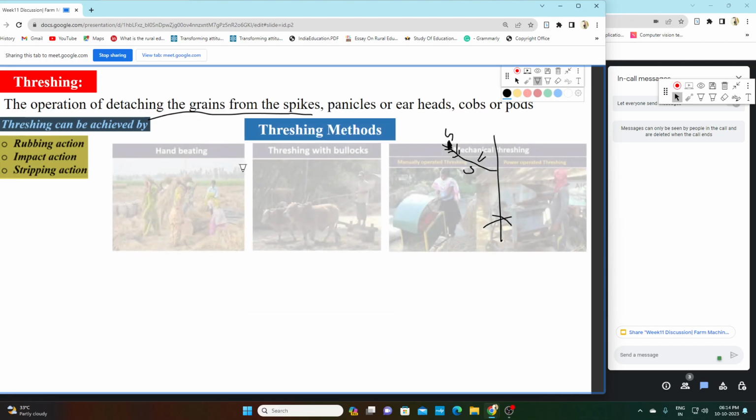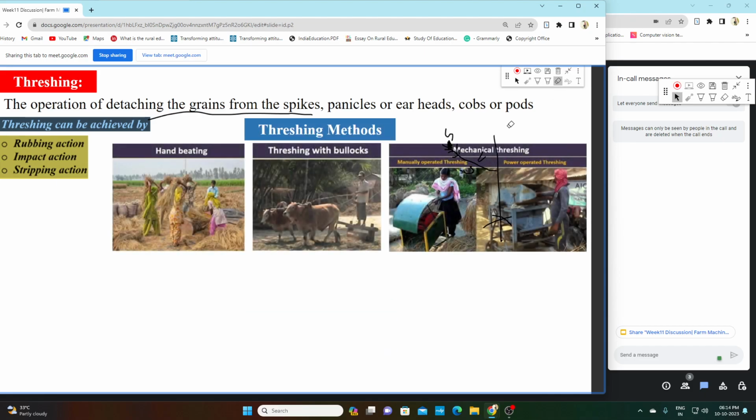What are the different methods of threshing? As I have already told you from the first class itself, whenever we are talking about farm machinery operation, there are three basic types of power: human power, animal power, and mechanical power, sometimes electric power. So in threshing also, the methods are of three types. One we can do by human power, that is by hand beating. This is a totally manual process.